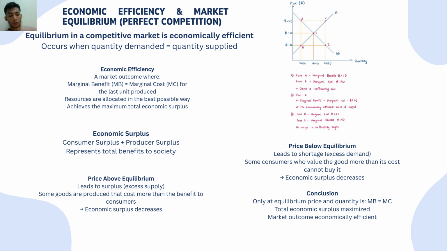If output is below equilibrium, such as at point A and point B, marginal benefit is greater than marginal cost. This means some units that are worth producing are not produced. So output is inefficiently low. On the other hand, if output is above equilibrium, such as at point D and point E, marginal cost is greater than marginal benefit. This means some units are produced that cost more to make than the benefit they provide. So output is inefficiently high. Next, let's look at economic surplus.